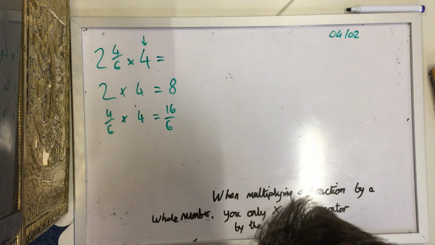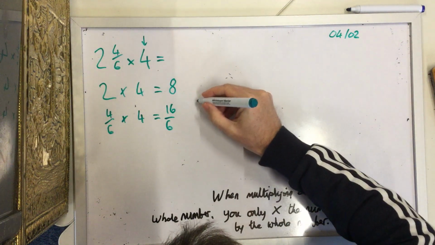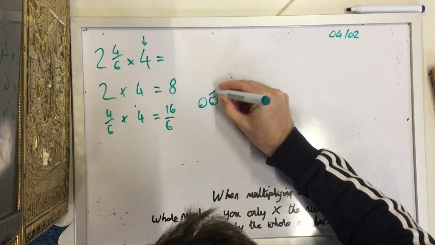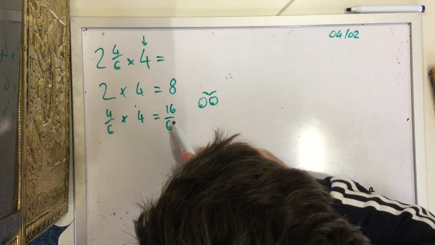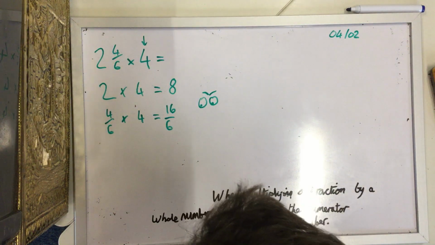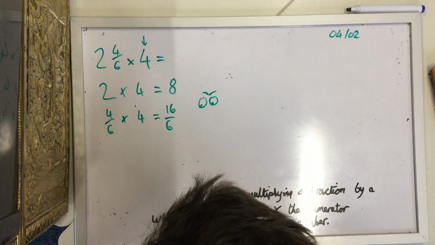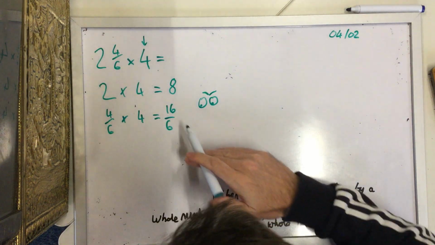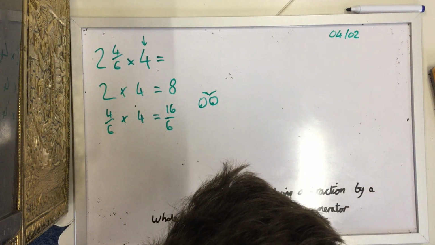So automatically you should notice something. What's going on there? Wow, we've got a top-heavy fraction, haven't we? We've got an improper fraction. You can't put that just next to the 8. You can't have a mixed number that has an improper fraction in it. So we now need to break that back down into a mixed number.